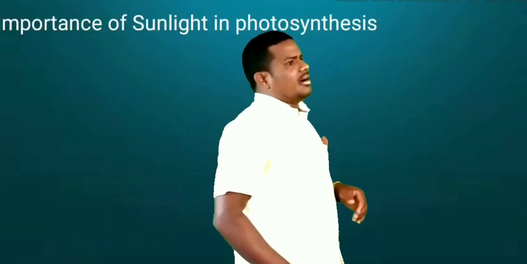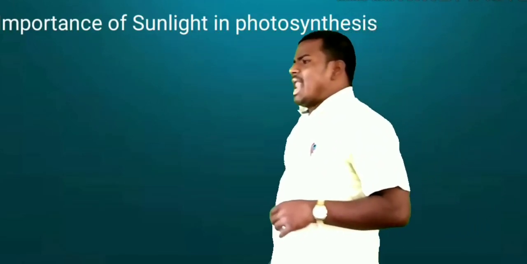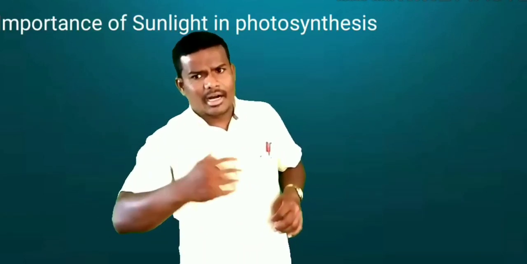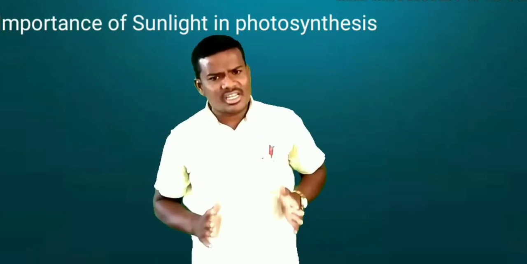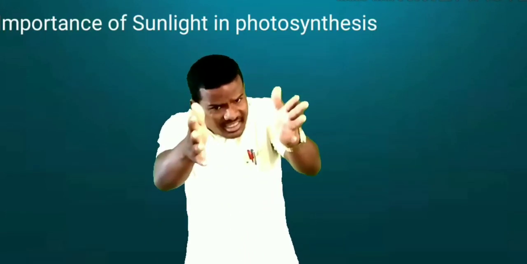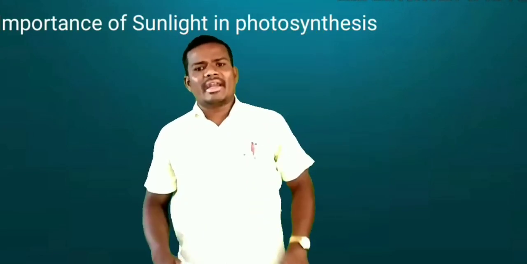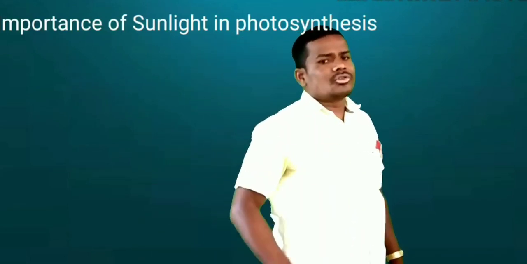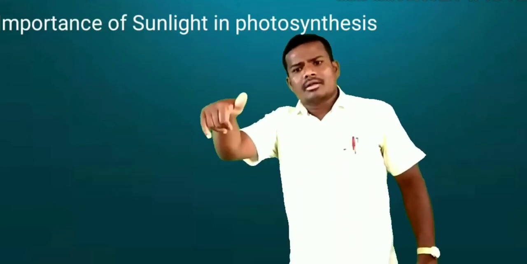The next step is sunlight. What is the importance of sunlight in the process of photosynthesis? Before going into photosynthesis, plants need energy. Like us, plants need energy. Where do they get it from? They get that light energy from the sunlight. That's why we call the source of energy sunlight.